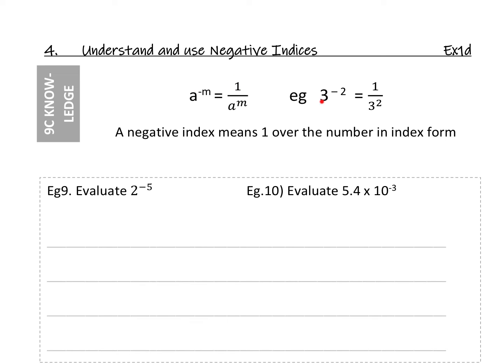So for example, if you had 3 to the power of minus 2, the minus sign disappears, so that would be 3 to the power of 2, but we write that as 1 over 3 to the power of 2. And that could also actually be simplified. We could write that as 1 over 9, because 3 squared on the denominator is 9. So a negative index means 1 over the number in index form.